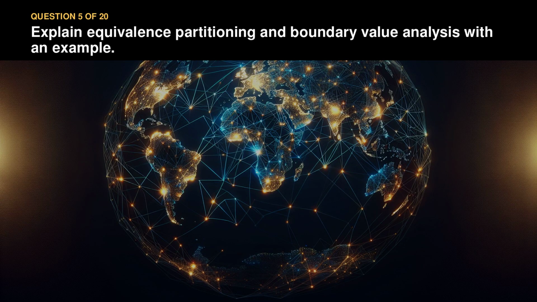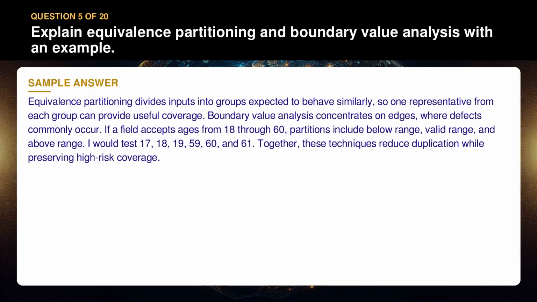Question 5. Explain equivalence partitioning and boundary value analysis with an example. Equivalence partitioning divides inputs into groups expected to behave similarly, so one representative from each group can provide useful coverage. Boundary value analysis concentrates on edges, where defects commonly occur.